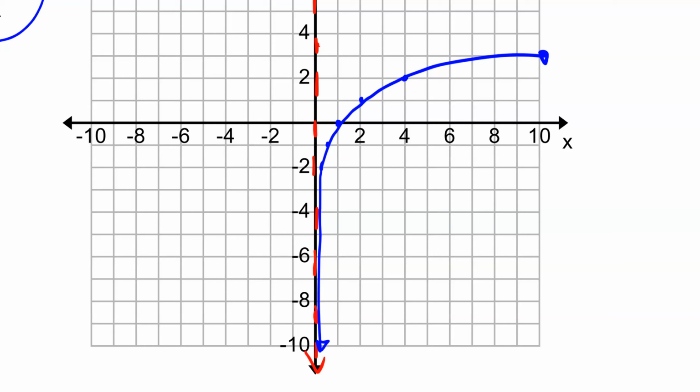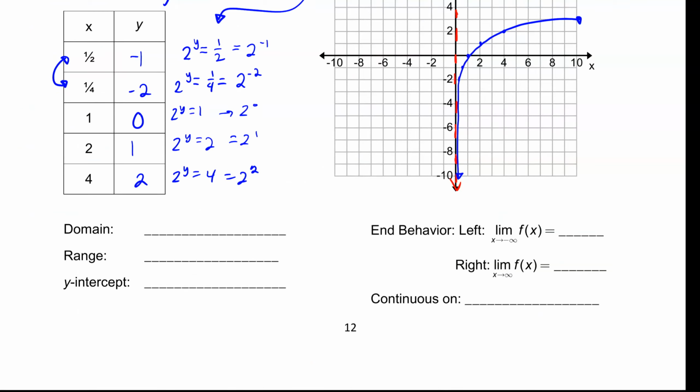All right, I think we have enough people. I'll just go around. So first, domain. Let's start with Chelsea. What's the domain of this function? The x values. 0 to infinity? Yeah. Why did I not write a square bracket around 0? Yeah, I'm not touching 0. There's an asymptote at 0.